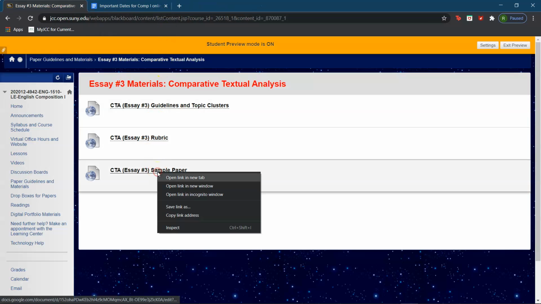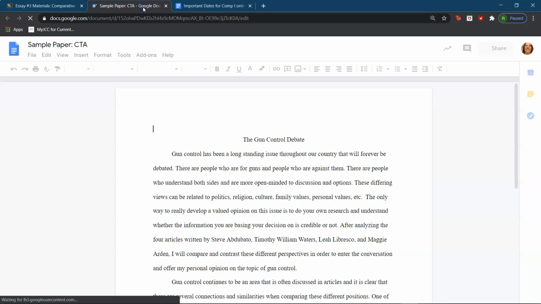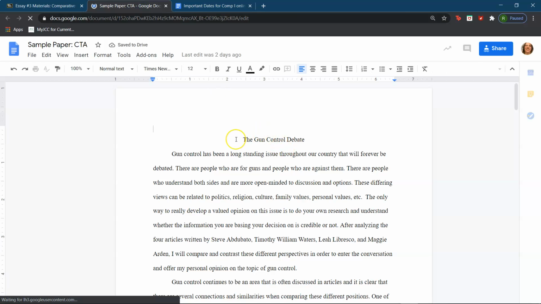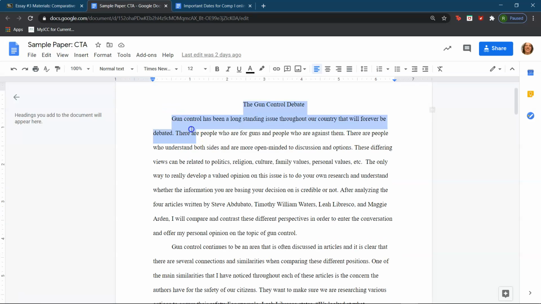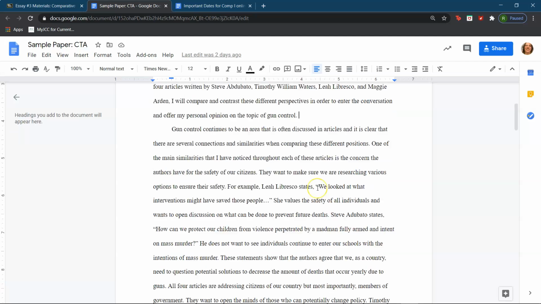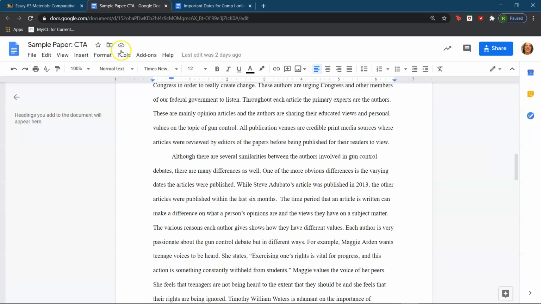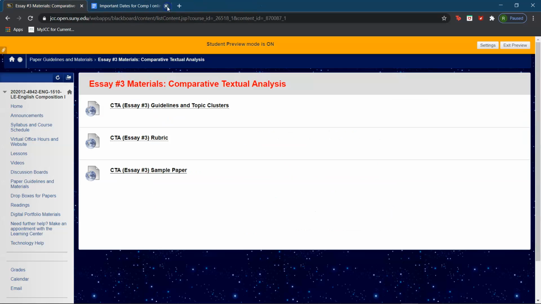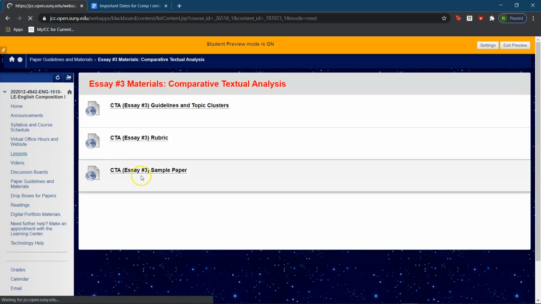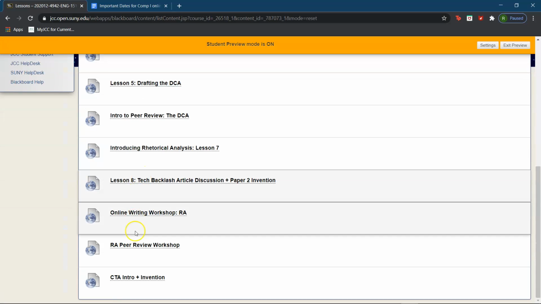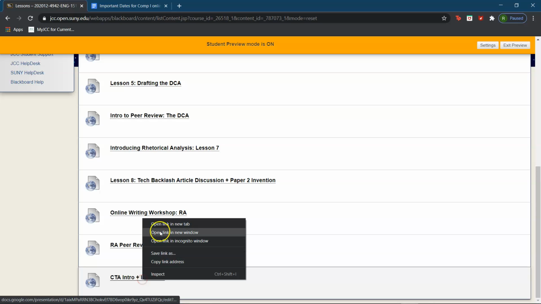And then I also have a sample paper here from a previous student that wrote their final paper on gun control. So this is an example that we'll be going over in a video at some point. But today I have another lesson that I really would like to go over, so I'm going to focus on that today. So under lessons, I'm going to go over the CTA intro and invention.